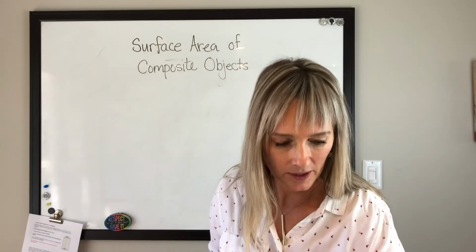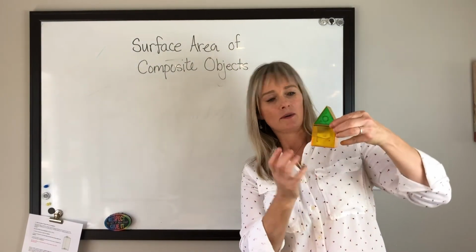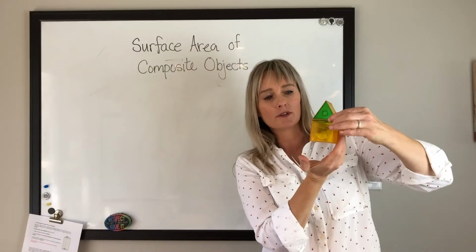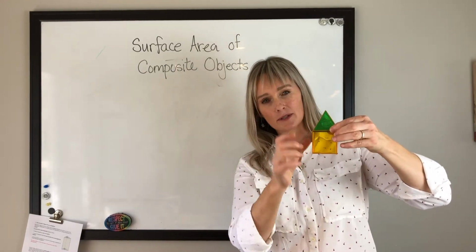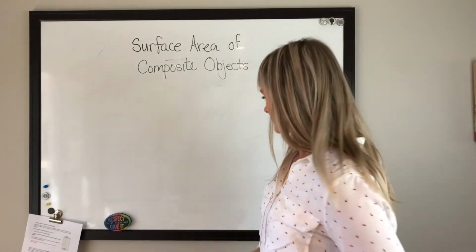Or if you were going to paint a house. So you need to know, let's say it was a wooden doghouse or a birdhouse. So you'd need to know all of the surfaces that need to be painted of your triangular prism and your rectangular prism. So let's break that down.